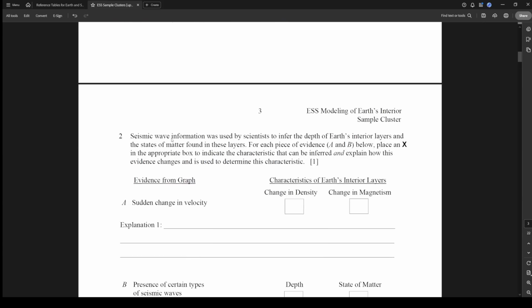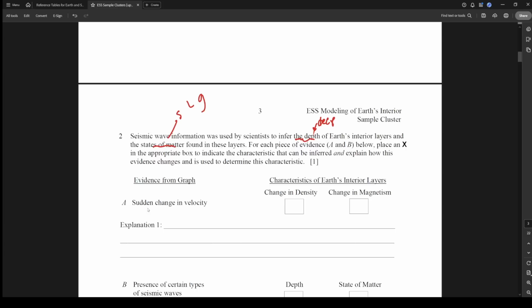All right, number 2. Seismic wave information was used by scientists to infer the depth of the Earth's interior layers. So we're saying the wave information is used to measure the depth. So that's how deep the layers are, and the states of matter of these layers. States of matter, so that's going to be like solid, liquid, or gas. For each piece of evidence below, place an X in the appropriate box to indicate the characteristic that can be inferred and explain how this evidence changes and is used to determine this characteristic.